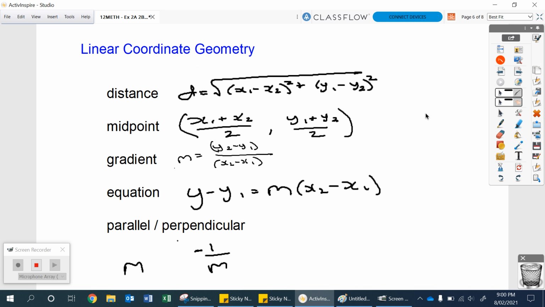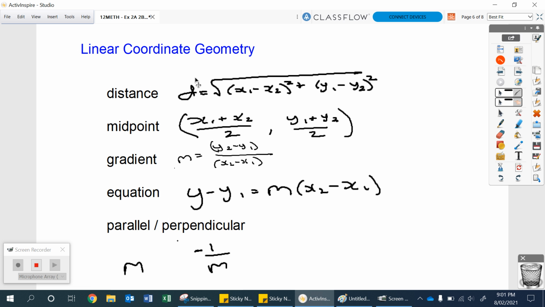Okay, the last bit we're going to look at today is just going over and revising linear coordinate geometry. So you'll get all these formulas. If you can't read my writing that well, you can get them out of your textbook. Make sure they're copied into your bound reference, just so you've got all this information in the one spot.